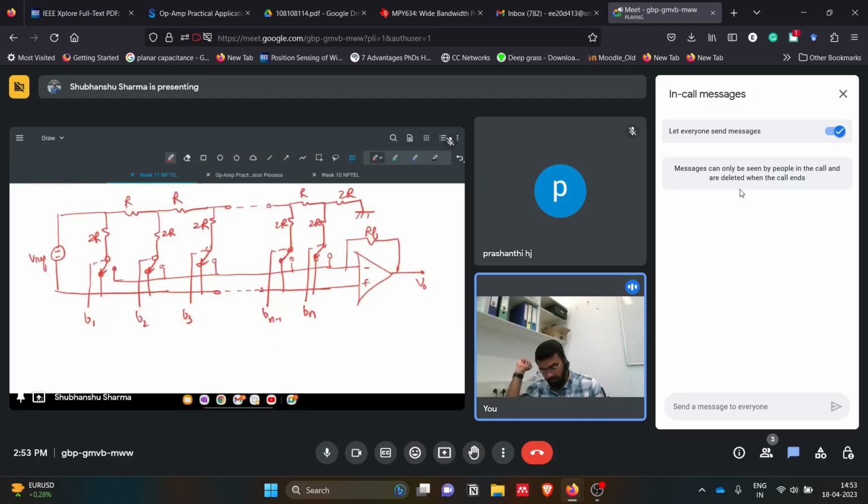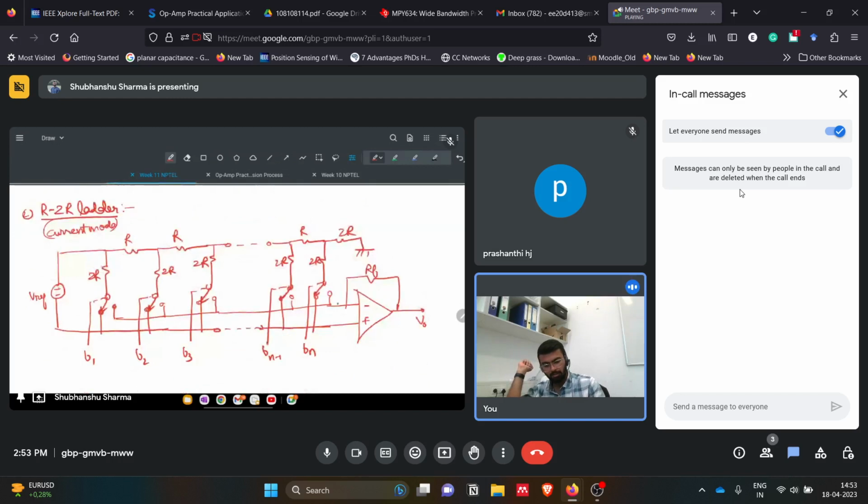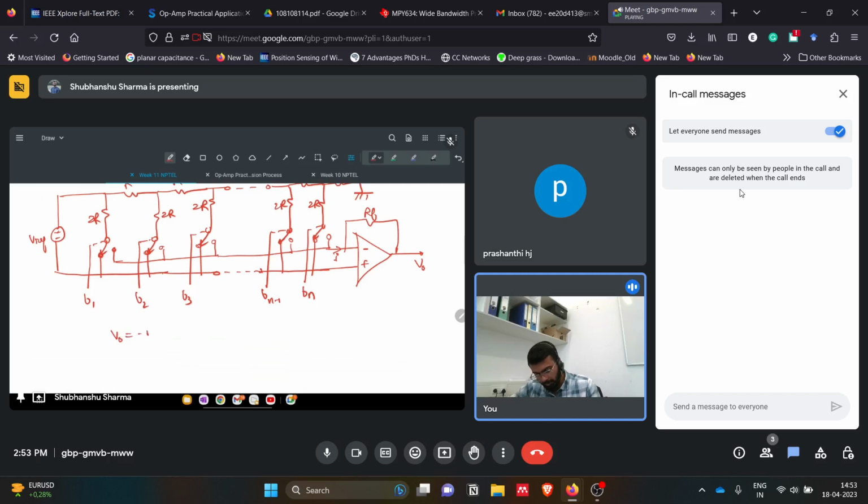This is basically a current mode network, because here we are getting the current value based on this network, and finally getting the output V naught. Here also V naught is given by minus RF by R into Vref, the reference voltage given here, times b1 to the minus 1 and so on till bn 2 to the minus n. So this is the output voltage of the stack.